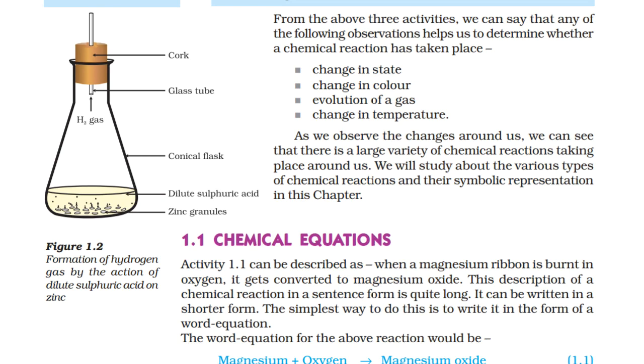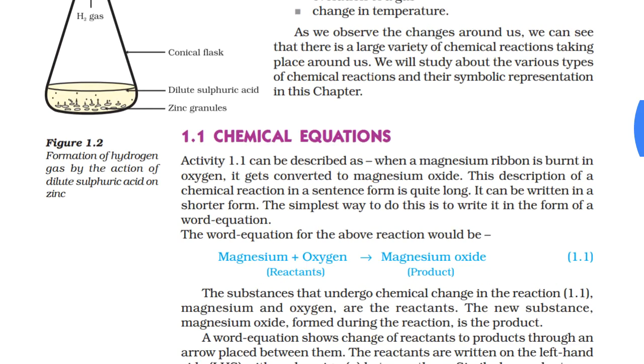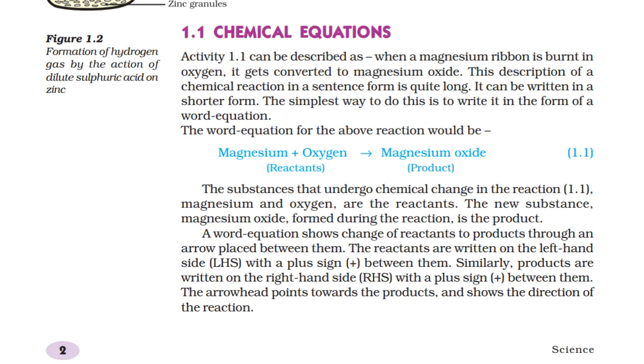Now let's see what a chemical reaction is. Activity 1.1 can be described as: when a magnesium ribbon is burnt in oxygen, it gets converted into magnesium oxide. जब हम मैग्नीशियम रिबन को ऑक्सीजन में बर्न करेंगे तो वो मैग्नीशियम ऑक्साइड में कन्वर्ट हो जाएगा. This description of a chemical reaction in sentence form is quite long. ये जो डिस्क्रिप्शन है केमिकल रिएक्शन का तो ये क्वाइट लॉन्ग होता है. It can be written in a shorter form.